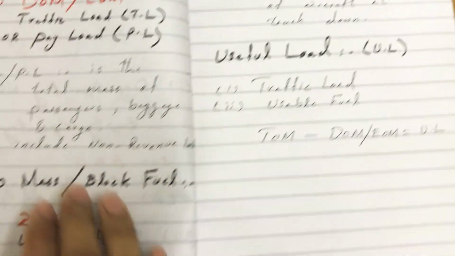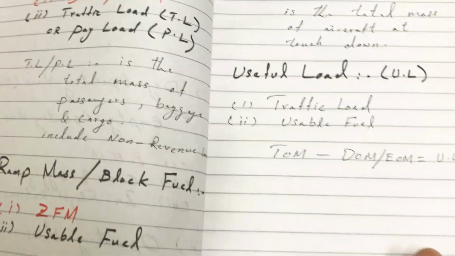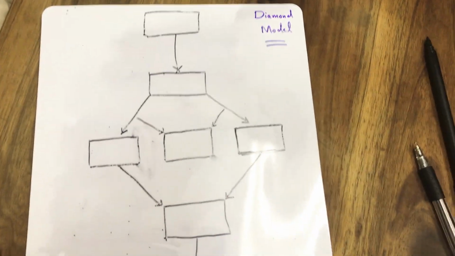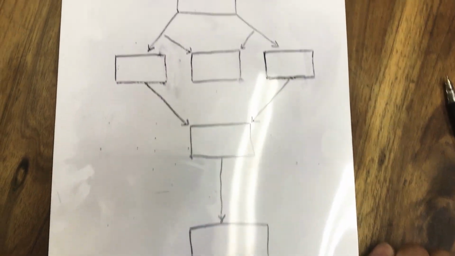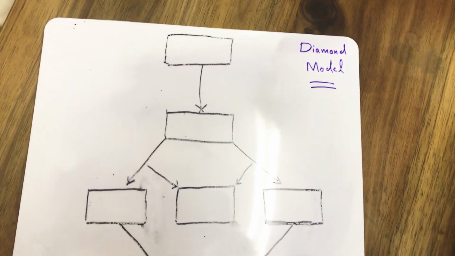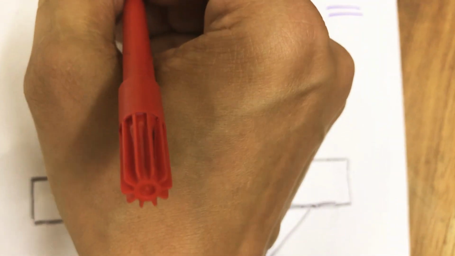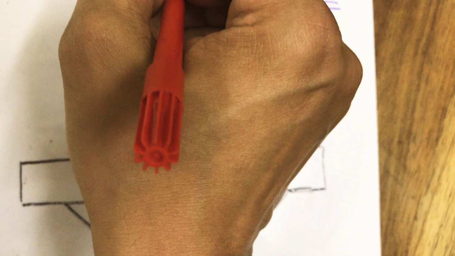Now, to understand these aircraft masses better, we need to draw a sketch for that. This is our diamond model. I call this a diamond model. This helps us to understand our aircraft masses very well. Let's start from basic empty mass.